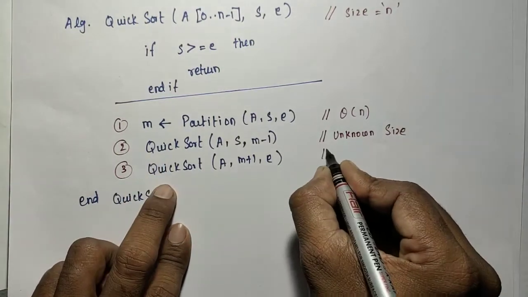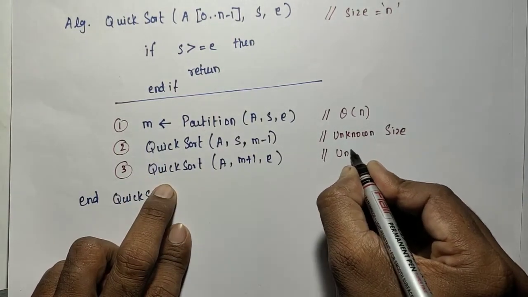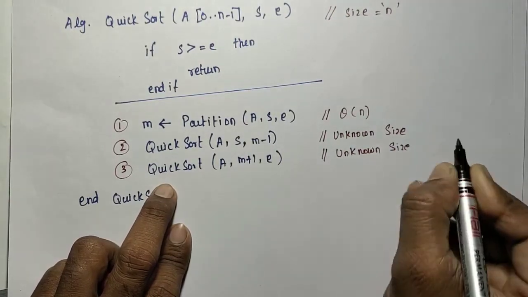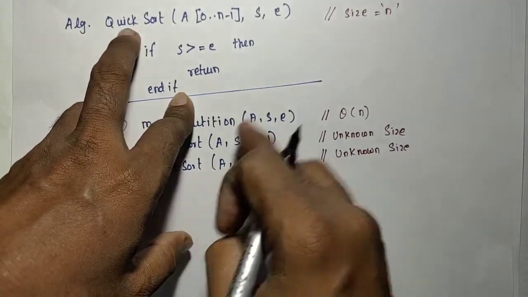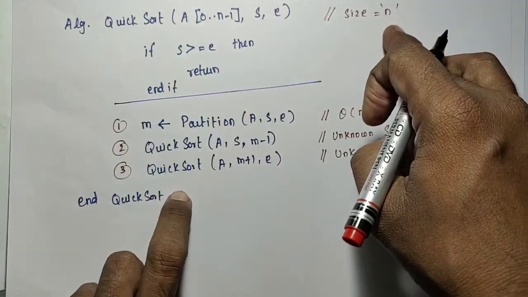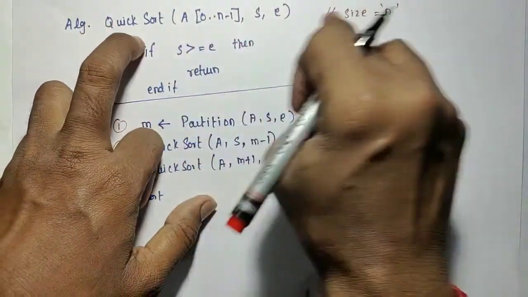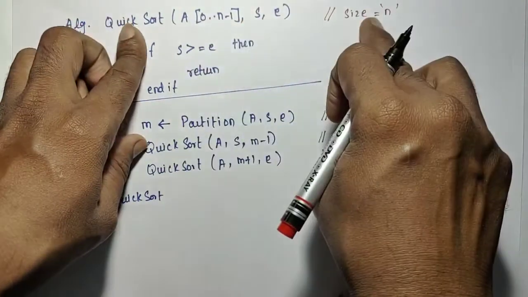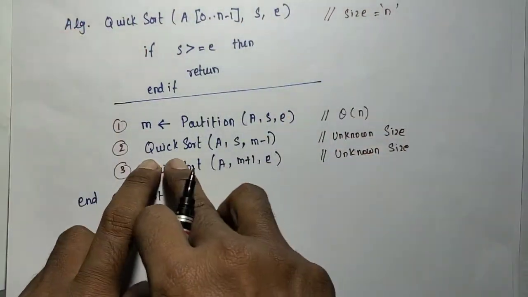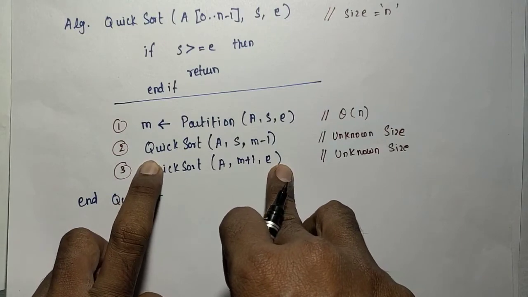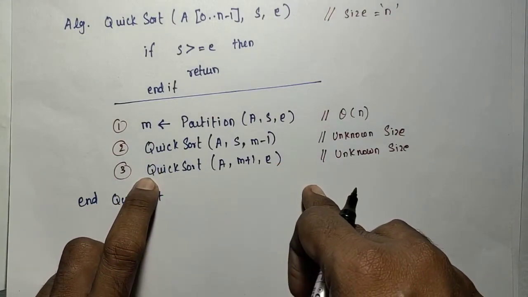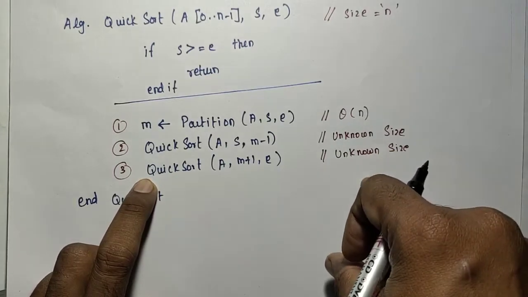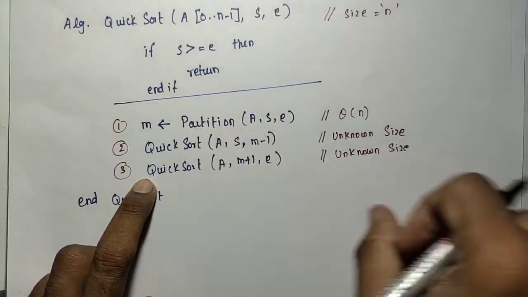So this subproblem is also unknown. If the size were known, say n by 2, we could easily say this complexity is T of n by 2, and this complexity is T of n by 2 like this. But here the size is unknown now. It depends on the partition algorithm.